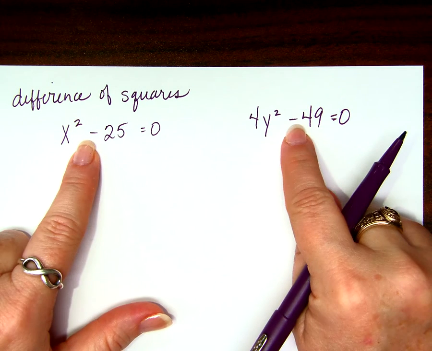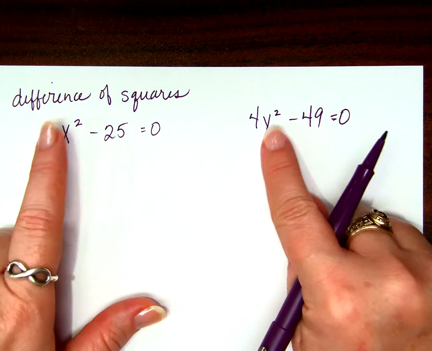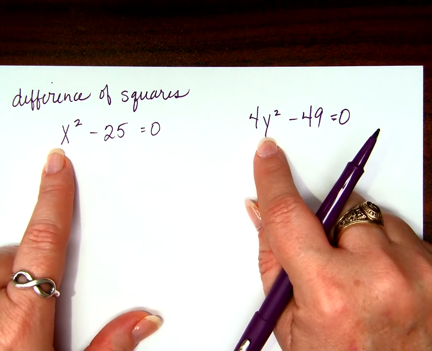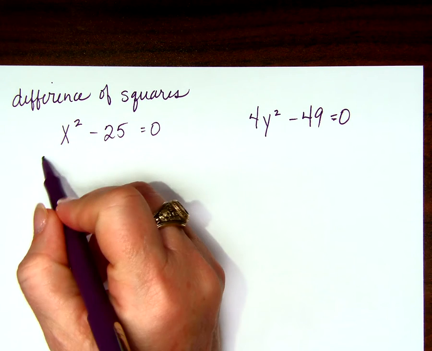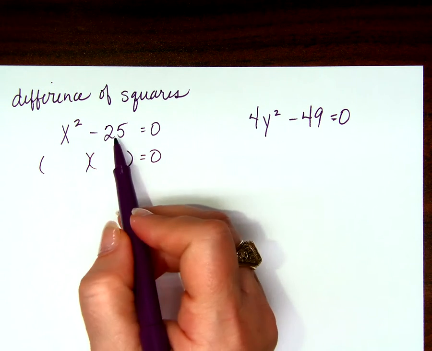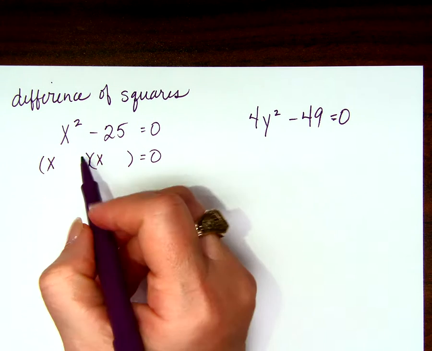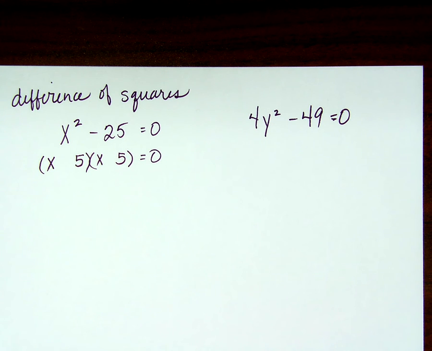Difference because of the minus, squares because each one of these 4 numbers in these 2 separate problems are squared numbers. You could take the square root of them, right? So to get them factored, when we're factoring the difference of squares, we take the square root of the first and put it at the beginning. We take the square root of the last and put it at the end. And then tell me about the signs. What do you remember?